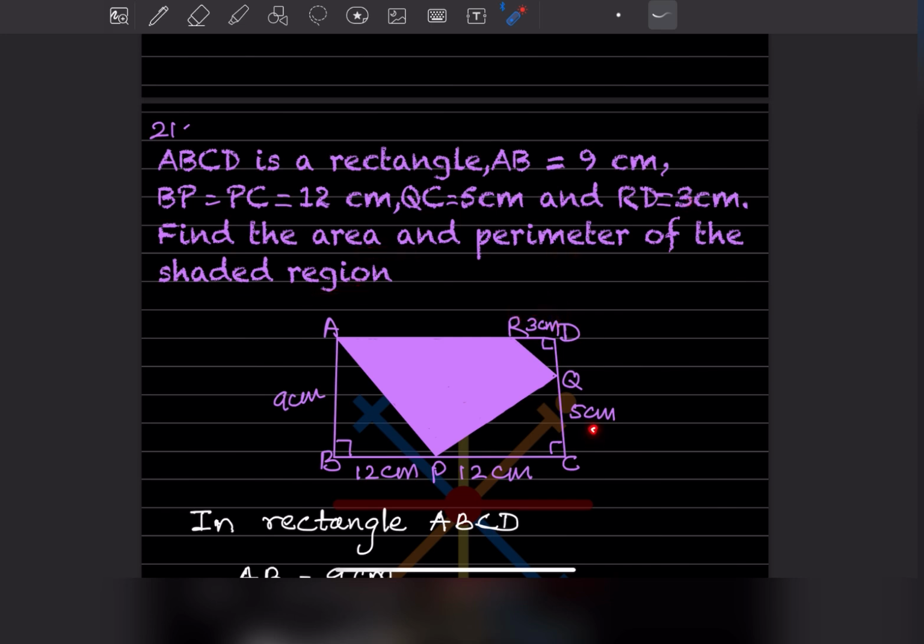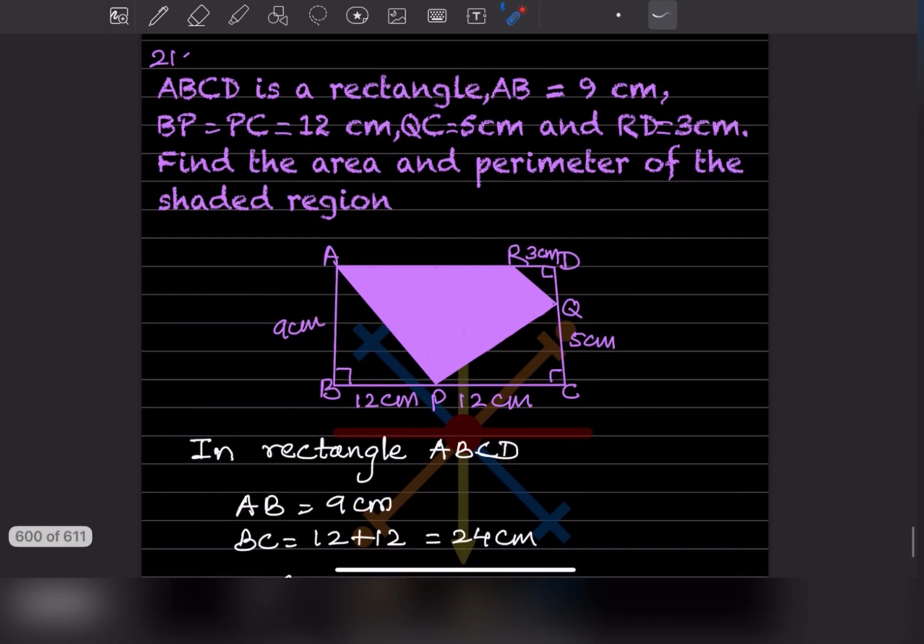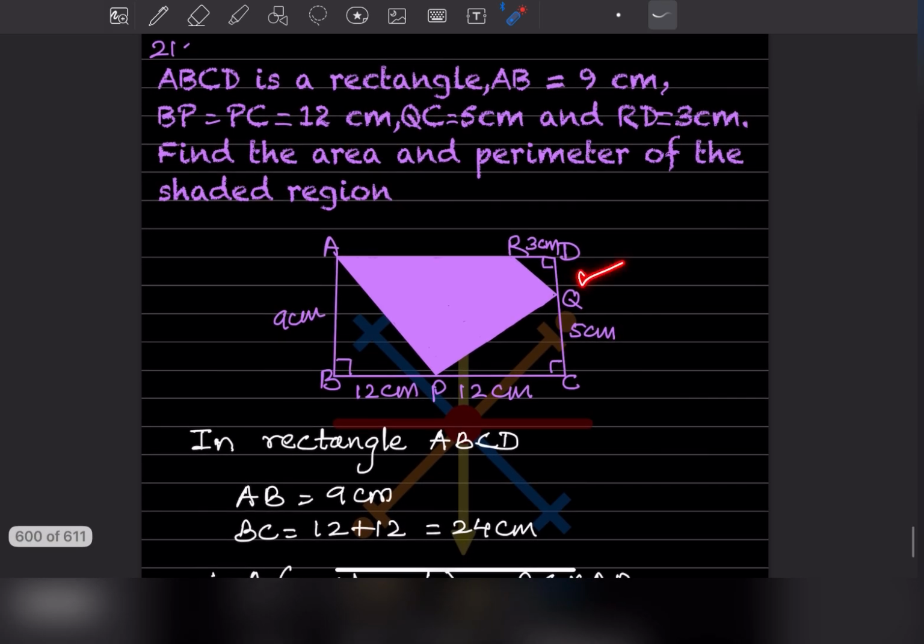So if this is 5, DQ should be 4. How? Because this whole is 9, so this should be 4 plus 5, that is going to be 9. Let us see where this is going to be useful when we need the perimeter. We can look at this at the last part of it. Now let us start with the area. We want the area of this shaded part.